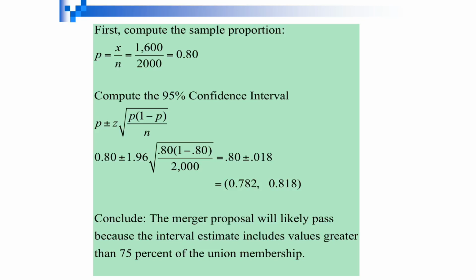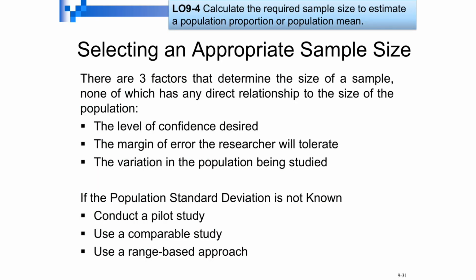We have the formula. For population proportion, don't forget that we always use the Z, not the T, right? Always for population proportion it is going to be Z. So get the confidence level from the Z table, and we already have the sample proportion that is 80%. Put everything in the formula, and we will get the margin that we want. So we can conclude that the merger proposal will likely pass because the value is more than 75%, right? They need 75%, so they have more than that.